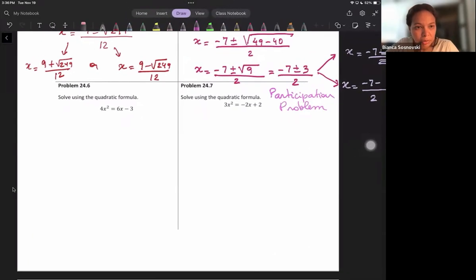All right, so problem 24.6, we have 4x squared equals 6x minus 3, okay? Again, the equation is not in the standard form. We're going to move things around so we get one of the sides to be 0. I'm going to do that by moving 6x and negative 3 to the left side.